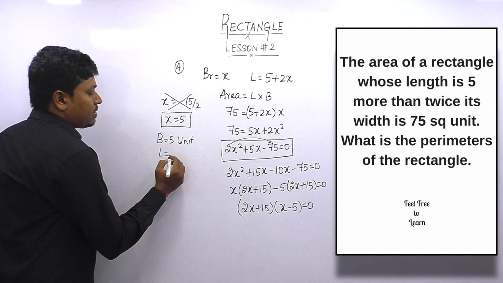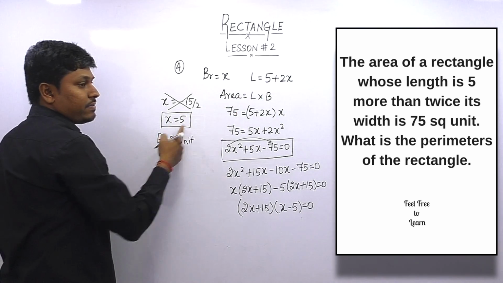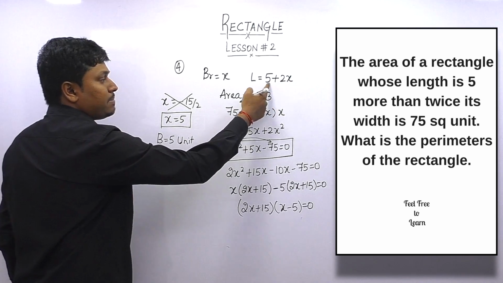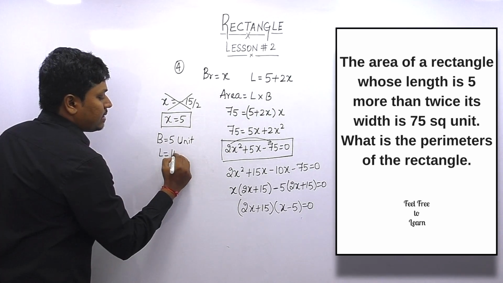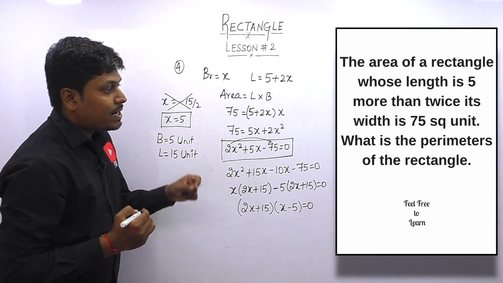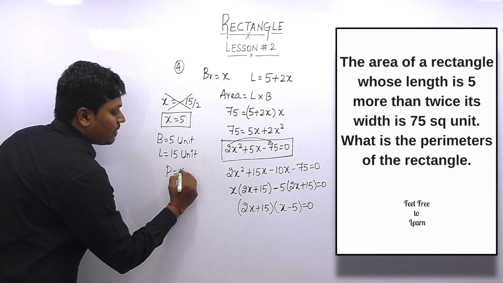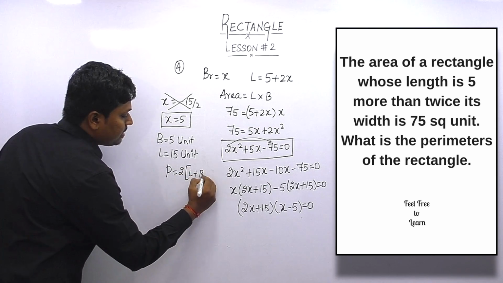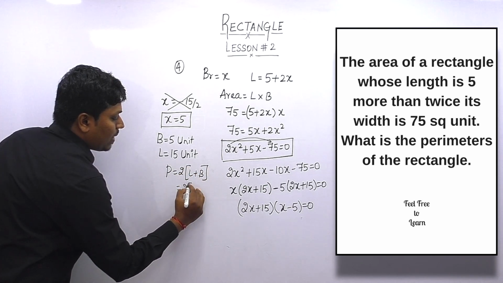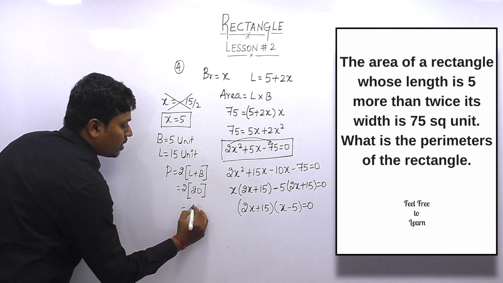And what about the length? Twice the breadth plus 5. So twice the breadth, where the value of x is 5, so 5 into 2 will be 10. 10 plus 5 will be 15. So the length will be 15 unit. And according to this question, what is our target? Our target is to find the perimeter of the rectangle. So perimeter is equal to 2 times L plus B. So 2 into L plus B, 15 plus 5 will be 20. So the perimeter is equal to 40 units.